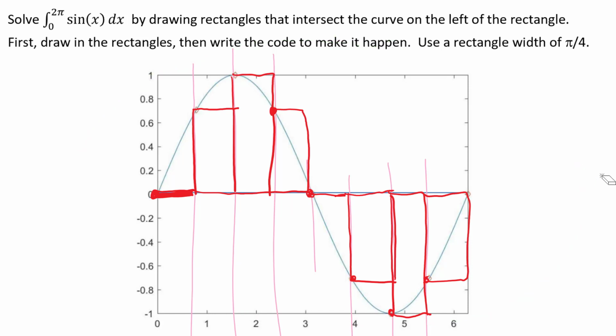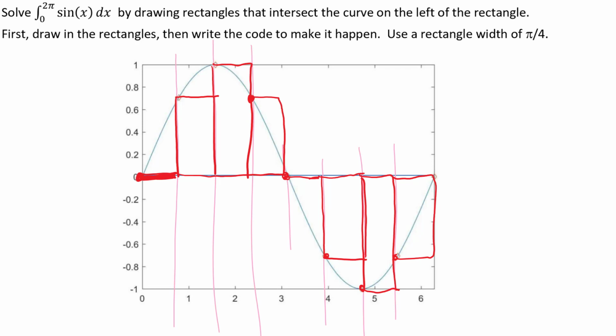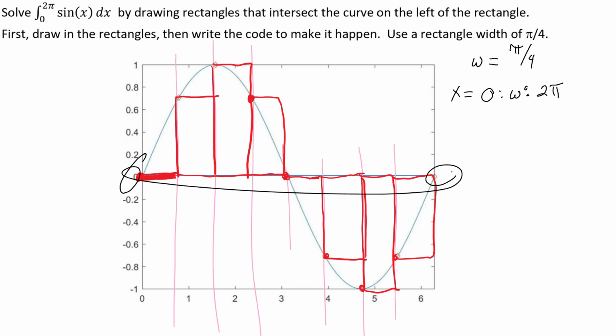So this is what your picture is going to look like, and then in Matlab, what we're going to do is find the areas of each one of these, computationally. Essentially, we're going to have a width, and I'm going to make it a variable just so that I have more flexibility later. Our x values are going to start at 0, skip by the width, and go all the way to 2 pi, right? So 0 to 2 pi, skipping by pi over 4s.